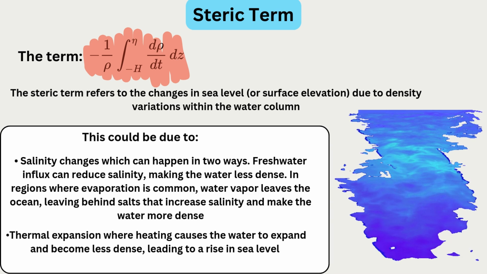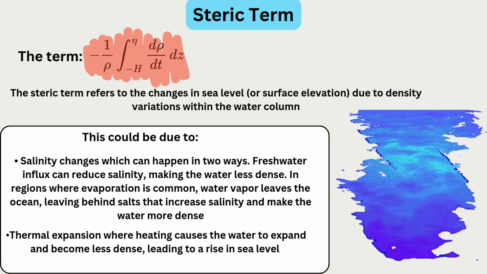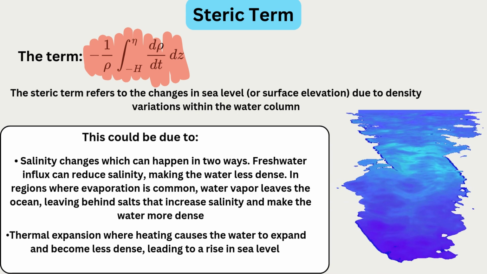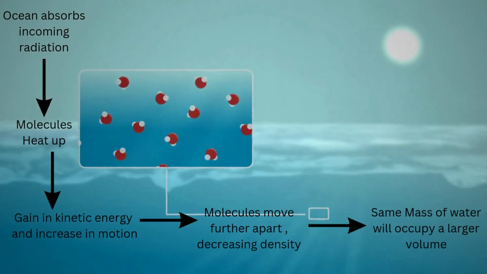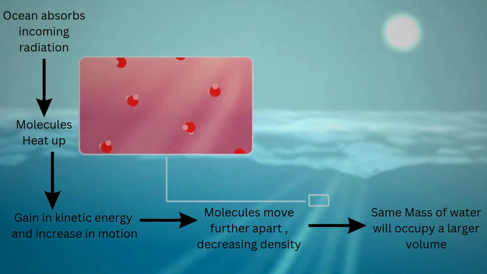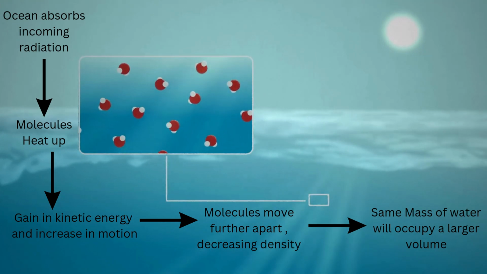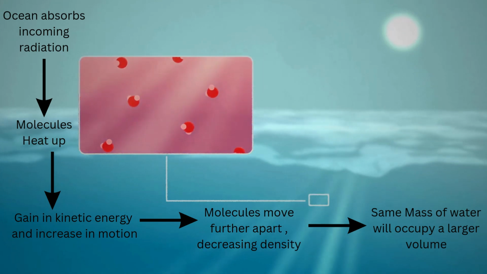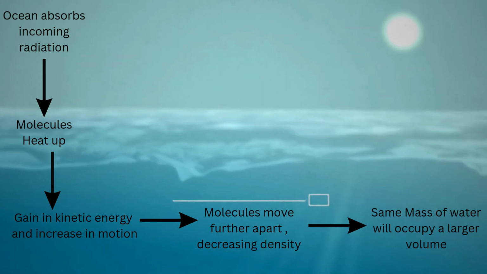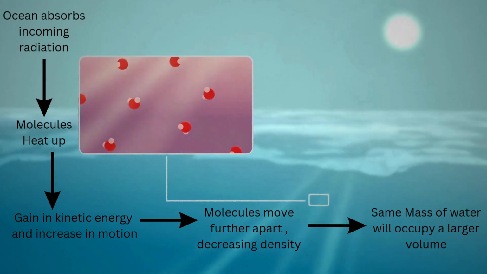As seen before in the isostatic term, thermal expansion is what causes that term as well. So the question we need to ask is this: what is thermal expansion? So the ocean absorbs incoming radiation, and these molecules heat up due to that. They gain in kinetic energy and increase in motion. And due to this increase in motion, molecules start to move further apart, decreasing the density. So now the same mass of water will occupy a larger volume.